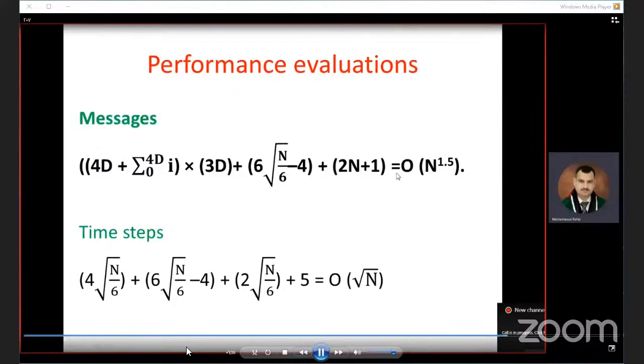Finally, in the performance evaluation, we find that the number of messages is big O of n to the power 1.5 and the time steps are big O of square root of n. The details of the sub-equations for all phases, for messages and time steps, are described inside the paper in the section on performance evaluation.